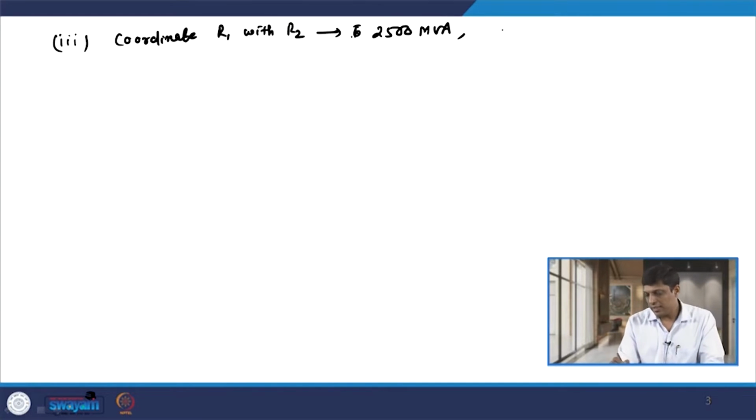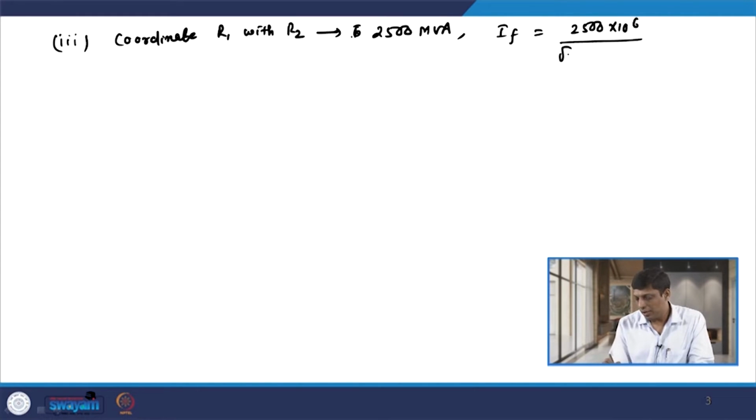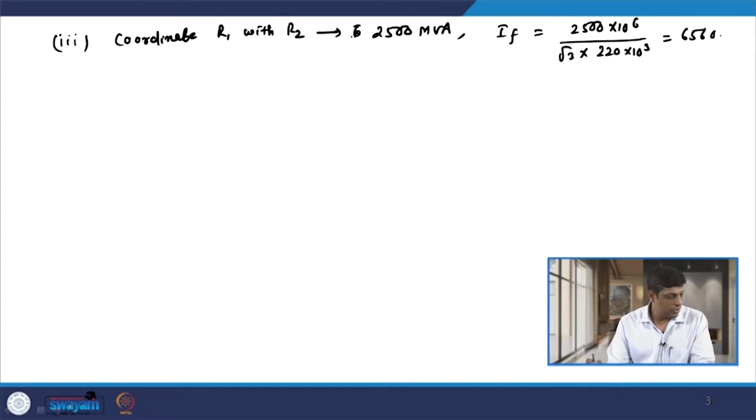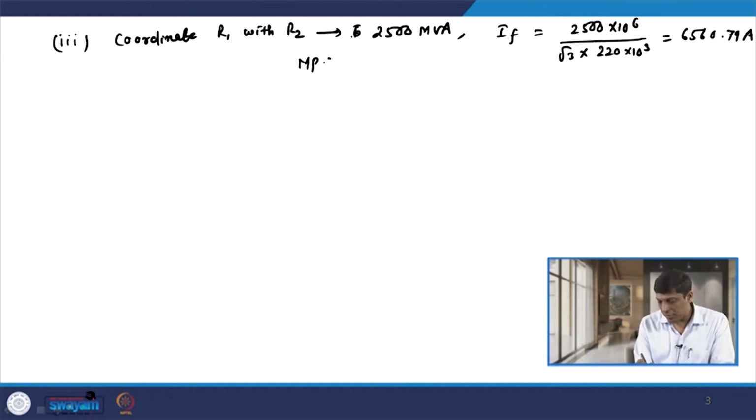So, for this, let us calculate the fault current, that is 2500 into 10 raised to 6 divided by root 3 into the voltage level, that is 220 kV. If we solve this, then we have the value 6560.79 ampere.